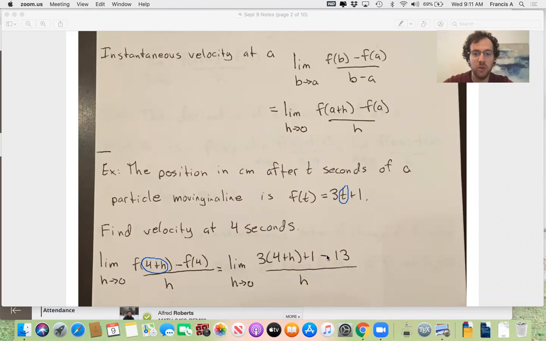Before we totally move on, are there questions about why this is the limit that we really are going to want to compute to answer this question about instantaneous velocity?